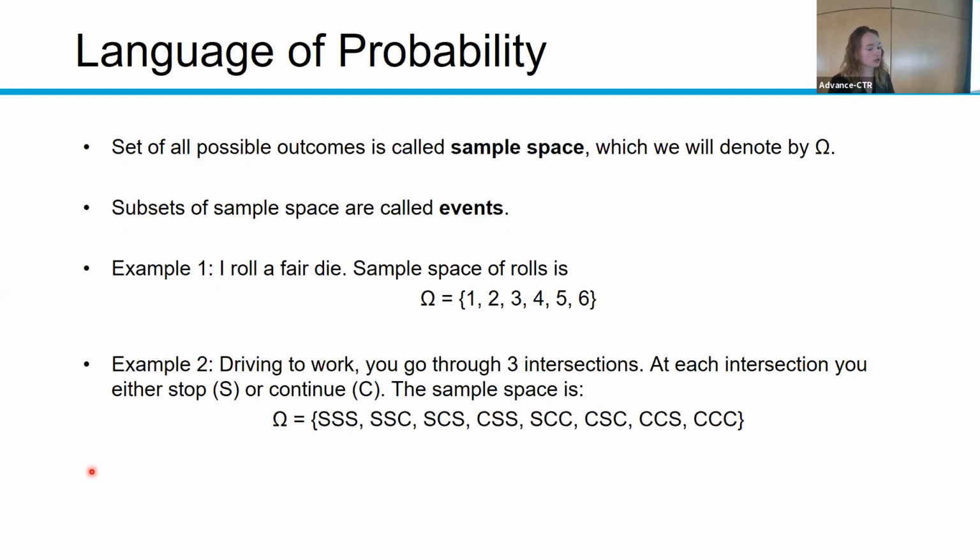Another example, so you're driving to work and you go through 3 intersections. At each intersection, you either stop or continue. So your sample space is the 8 different combinations of stopping or continuing that could happen at each of these 3 intersections.